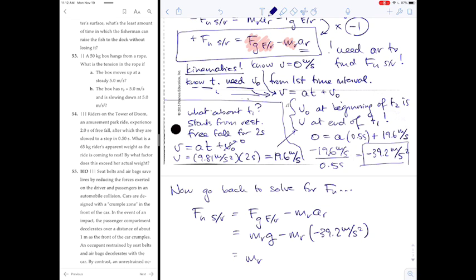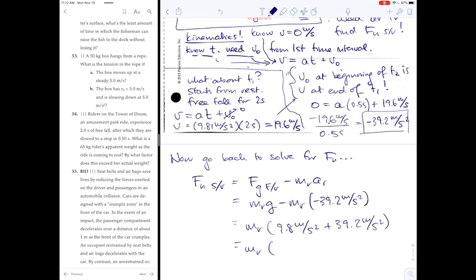Okay, I can factor out the m_r. It's going to be positive 9.8 meters per second squared plus 39.2 meters per second squared. So 9.8 plus 39.2 adds up to basically 49.0 meters per second squared. And her mass is 65 kilograms. So all of this times 65 kilograms gives me 3,190 newtons of force upward.